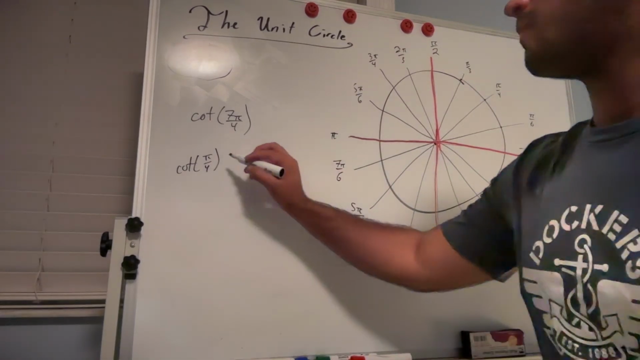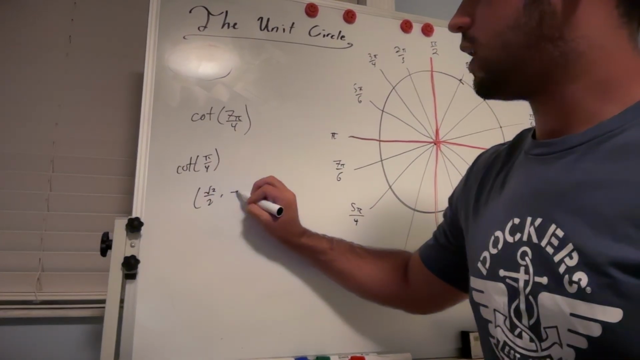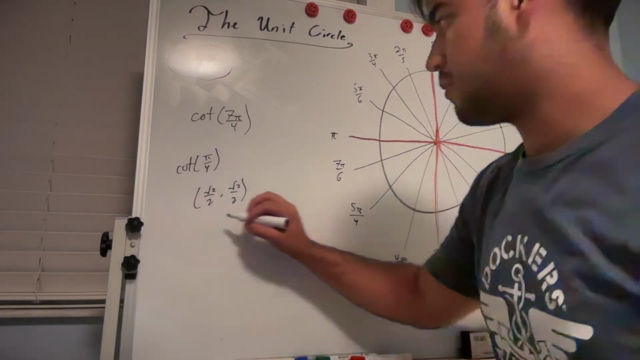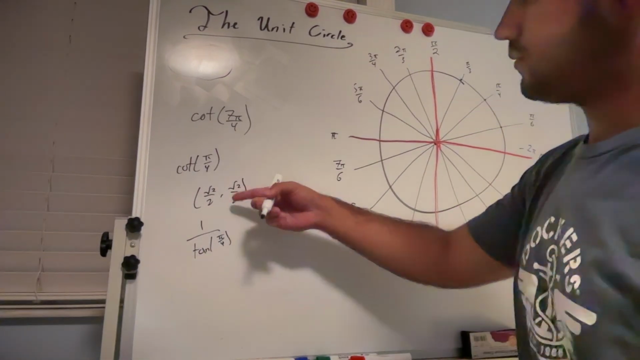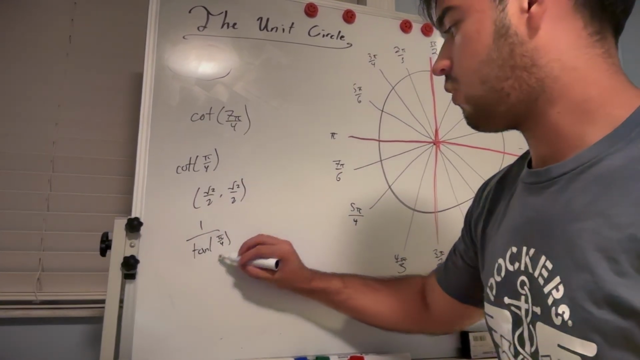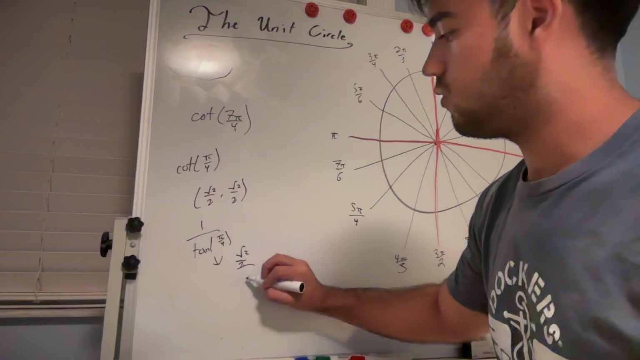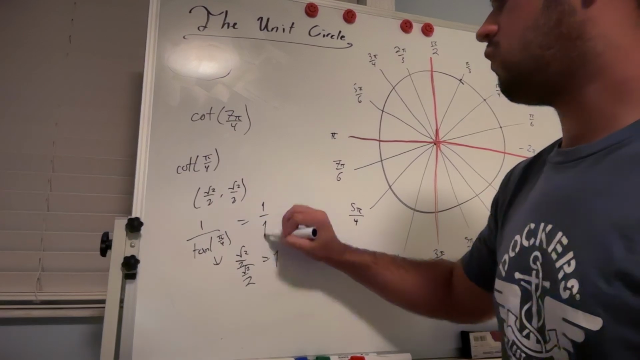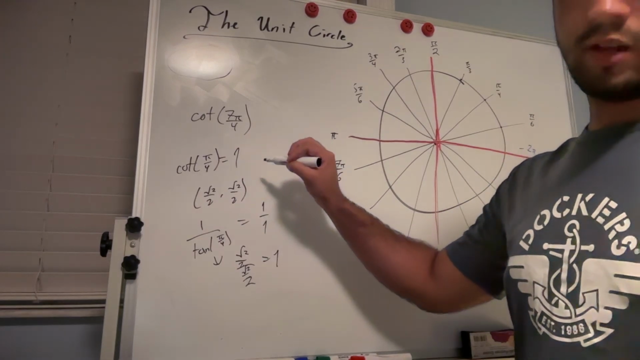And then we're going to use the coordinates at pi over 4, which is root of 2 over 2 and root of 2 over 2. And cotangent is the reciprocal of tangent, so 1 over tangent of pi over 4. And then tangent is y over x, so tangent of pi over 4 would be y over x, so root of 2 over 2 over root of 2 over 2, which is just 1. So this is really 1 over 1, aka 1. So cotangent of pi over 4 is 1.